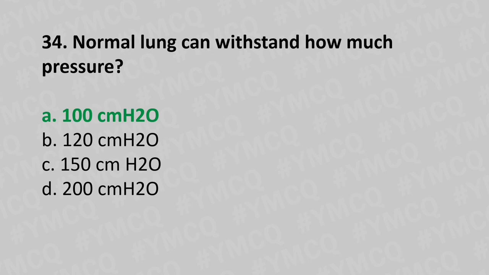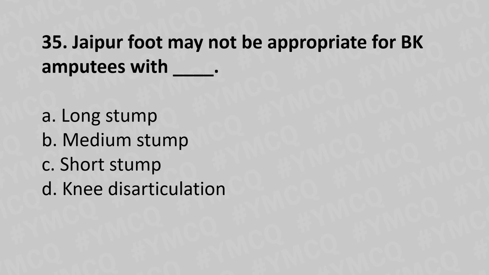Jaipur foot may not be appropriate for below-knee amputee with dash. Option A, long stump. Option B, medium stump. Option C, short stump. Option D, knee disarticulation. And the answer is option A, long stump. Moving to our 36th question.